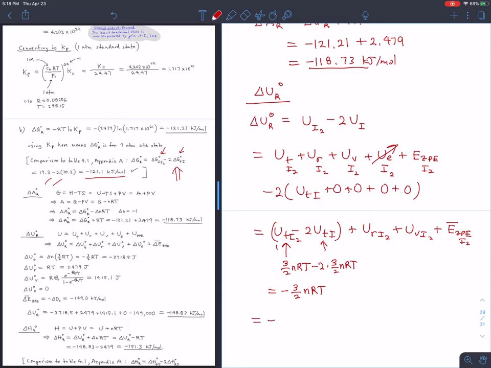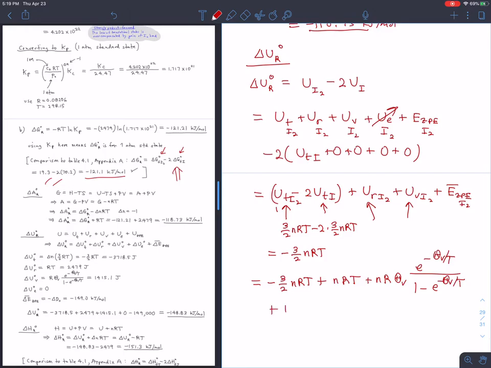And so we have minus 3/2 nRT plus, let's plug in the formula now for the rotational contribution from I2. That's just nRT. Let's plug in the vibrational contribution for I2. That's nR theta vibe, e to the minus theta vibe over T, over 1 minus e to the minus theta vibe over T, plus now the ZPE energy for I2.